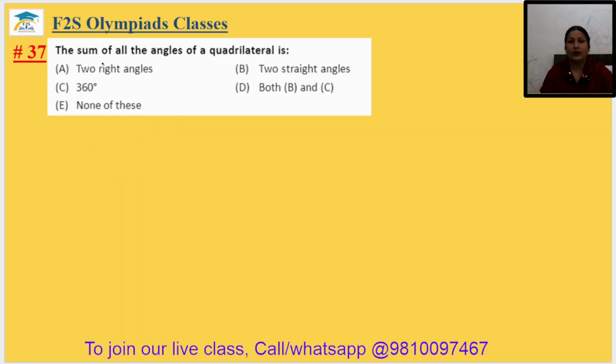37. The sum of all the angles of a quadrilateral is 360 degree. 37th answer is, or we can say two right angles. So two right angles will be 180 degree. Not possible. Option B. Two straight angles. So two straight angles means 180 plus 180. That is your 360 degree. Option B will also be correct. So 37th answer will be option D.